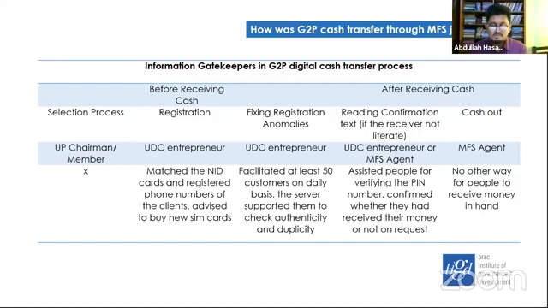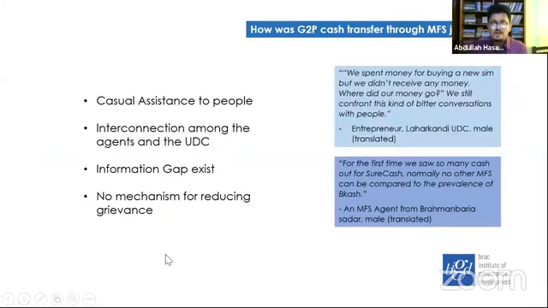When they came to UDC, the entrepreneurs tried their best to solve their issues, but if they were out of their capacity, they referred them to nearby MFS agents. So to summarize, they jointly facilitated the cash transfer process. So we see that they have provided casual assistance to people, and they have worked in an interconnected way.